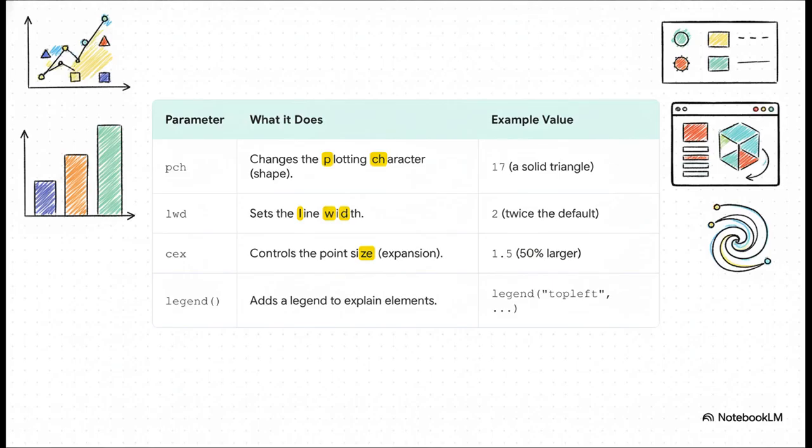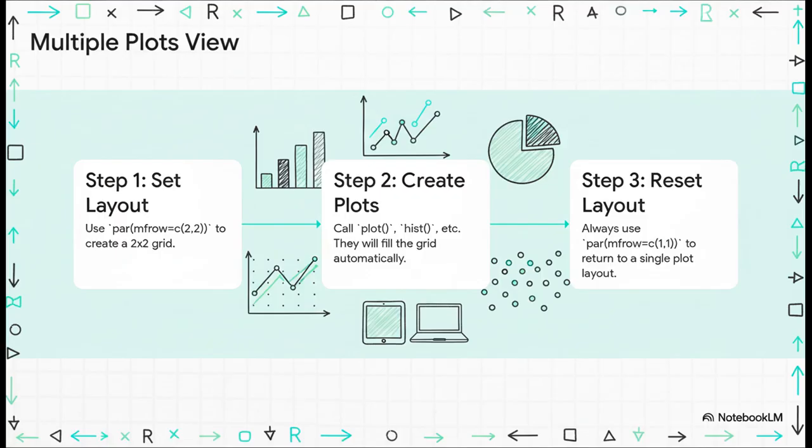pch changes the point shape. Think of it as plotting character. lwd sets the line width. cex is a bit of a weird one, but just think character expansion. It's just the size of your points. And finally, the legend function. A plot without a legend is like a map without a key. Pretty useless, right? I can almost guarantee you'll see this on the exam.